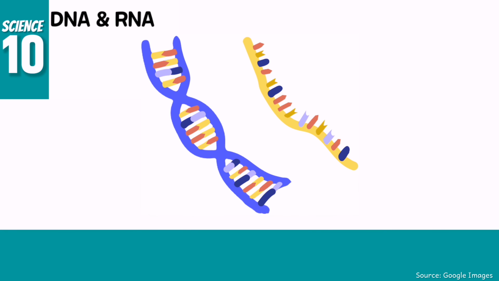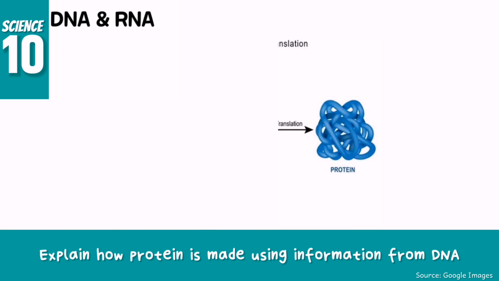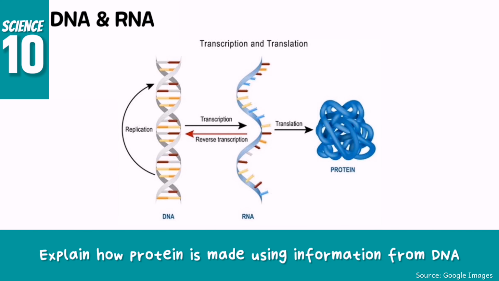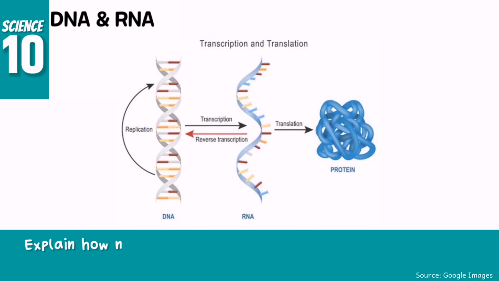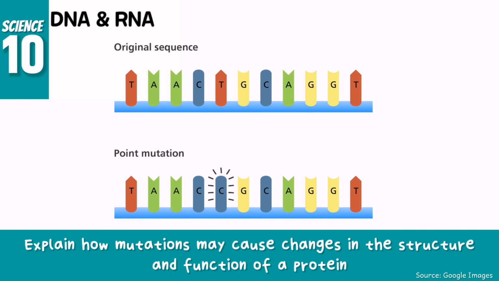DNA and RNA. In this topic, you're going to explain how protein is made using information from DNA. And then, you're going to explain how mutations may cause changes in the structure and function of a protein.